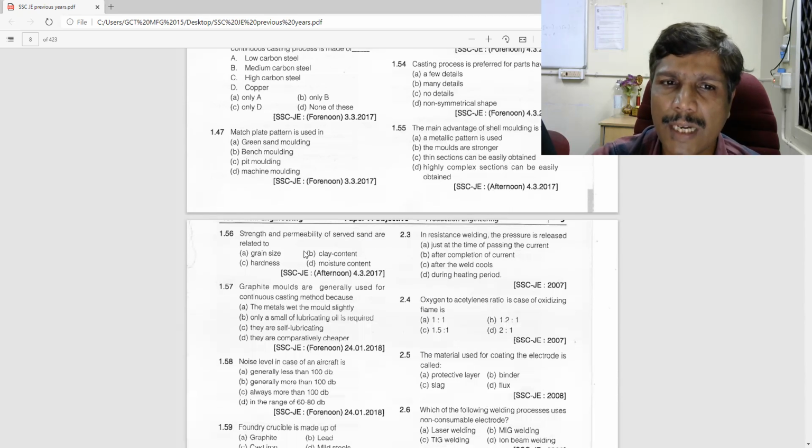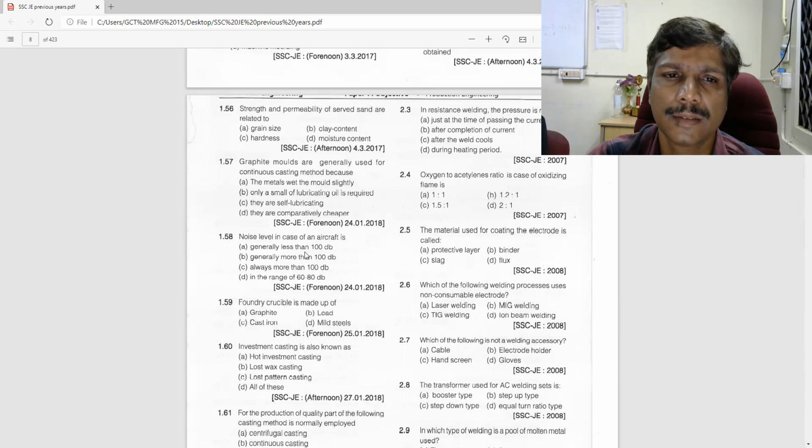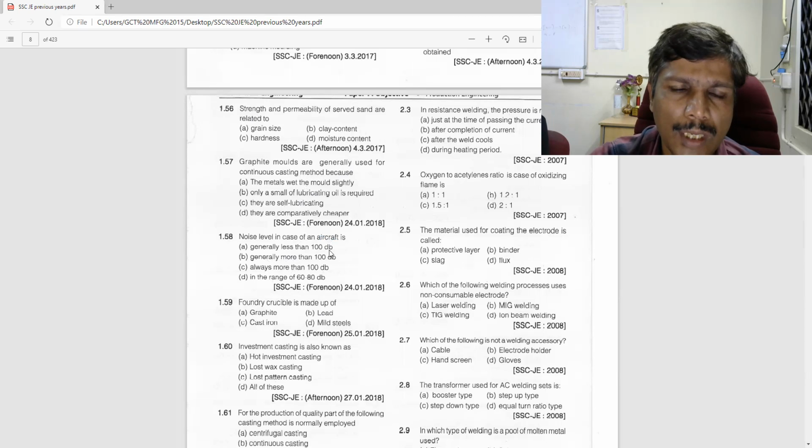Strength and permeability of sand are related to the most important factor, moisture content. Graphite molds are generally used for continuous casting method because, so we know that graphite molds are used for continuous casting method. So what is the reason behind that? They are self-lubricating. Noise level in the case of aircraft is generally more than 100 decibels. Foundry crucible is made up of graphite.